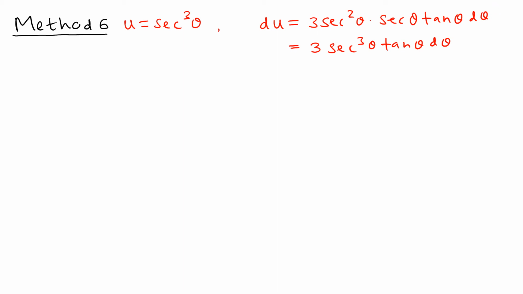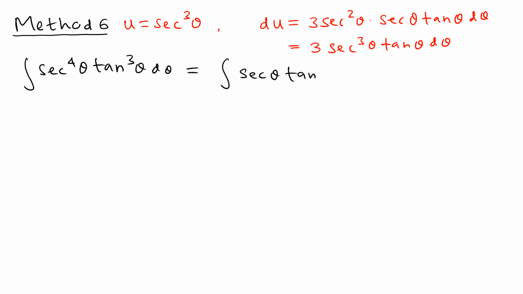Now you can see that we can isolate the secant cubed and tan term, so we're going to rewrite the integral. So we have secant 4th power theta tan cubed theta d theta. So we're going to isolate the secant cubed term. That means we have one secant term, and then 2 tan terms, so tan squared theta, and then we have 3 secant cubed theta tan theta d theta, and then we also have 1/3 outside.